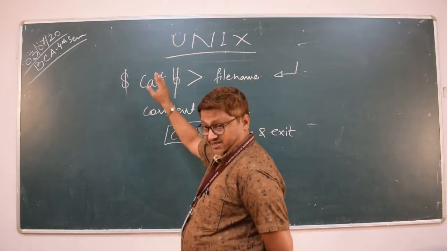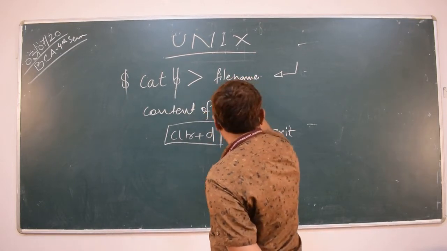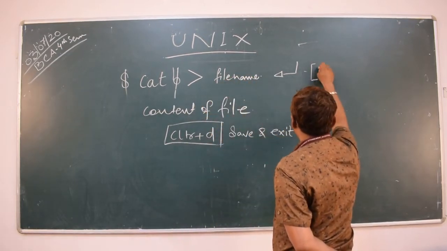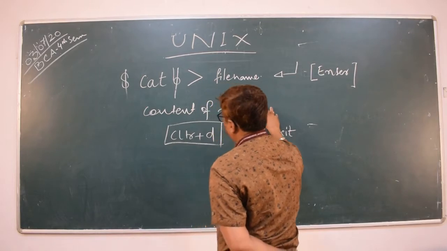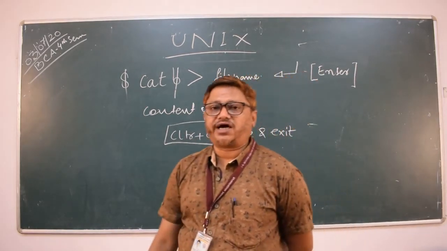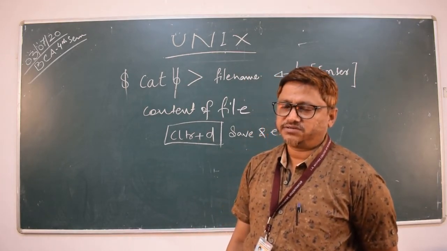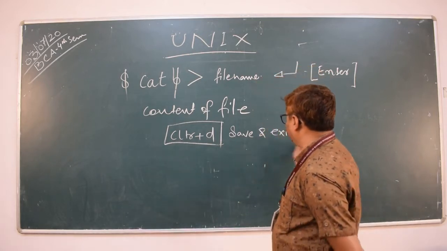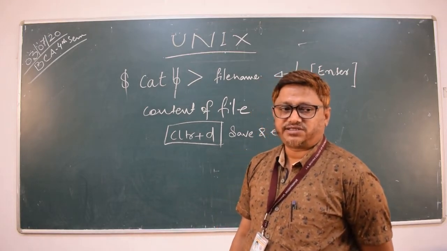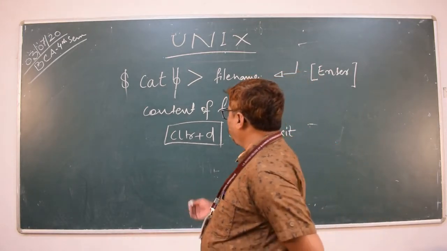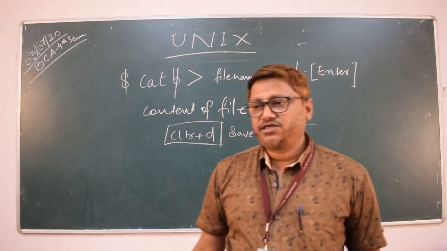Create: cat, blank space, redirect output, file name, then press the enter key, and type the content of the file. At the end of the file, type Control D, and save and exit the file. This command is used for creating a file.